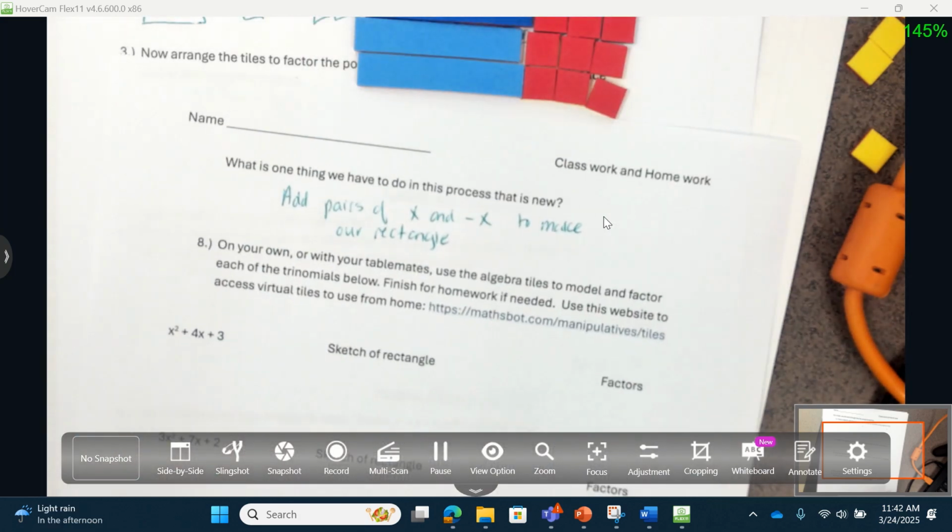So it says, on your own or with your table mates. If you are absent today, you don't have the benefit of table mates. That's why it's great to be in class. Use the algebra tiles to model and factor each of the trinomials, and finish for homework if needed.